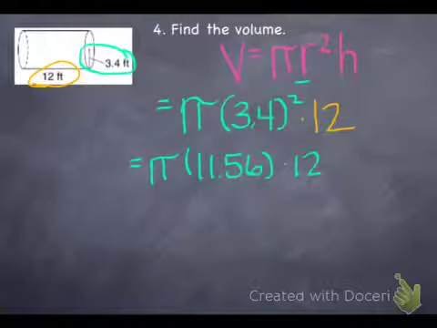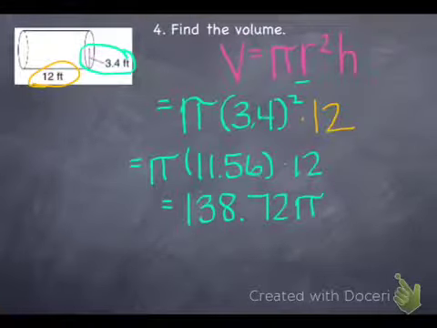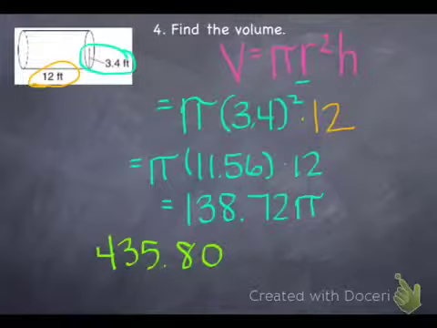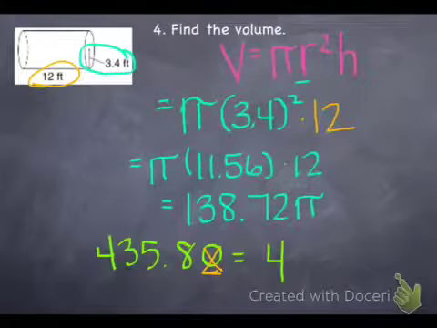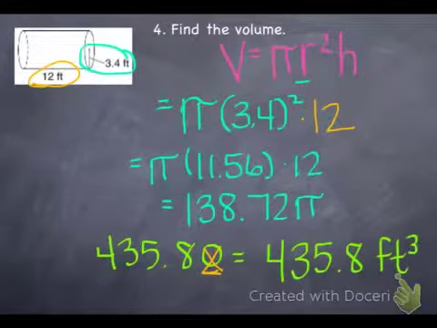So 3.4 times 3.4, I've just put that on the calculator and gotten 11.56. Now I'm going to multiply that times 12, and I'm going to get 138.72 pi. So my answer is going to be 435.8 feet, and because we're in volume, it's going to be cubic feet.